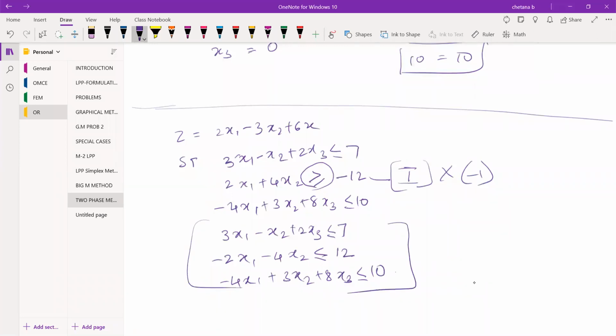Okay, so this we didn't discuss, right? This is for the simplex method, ma'am. Yes, this is for the simplex method.